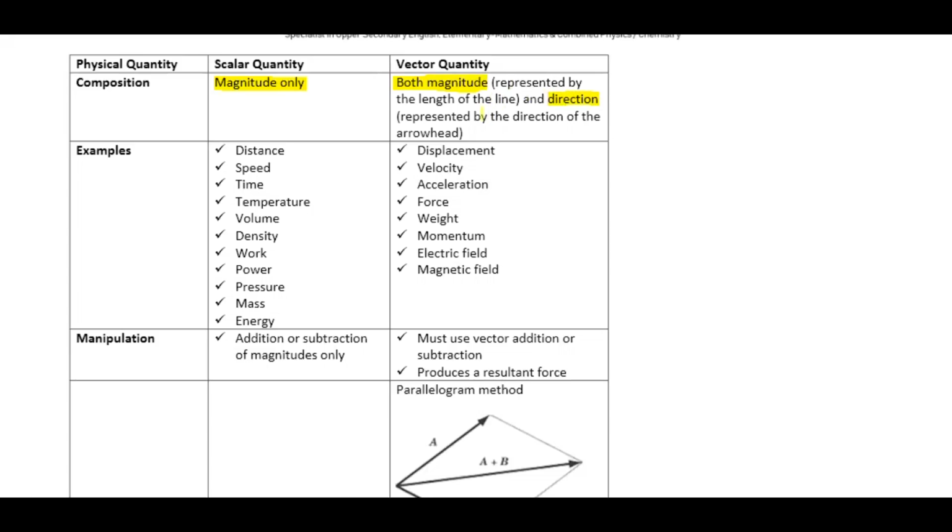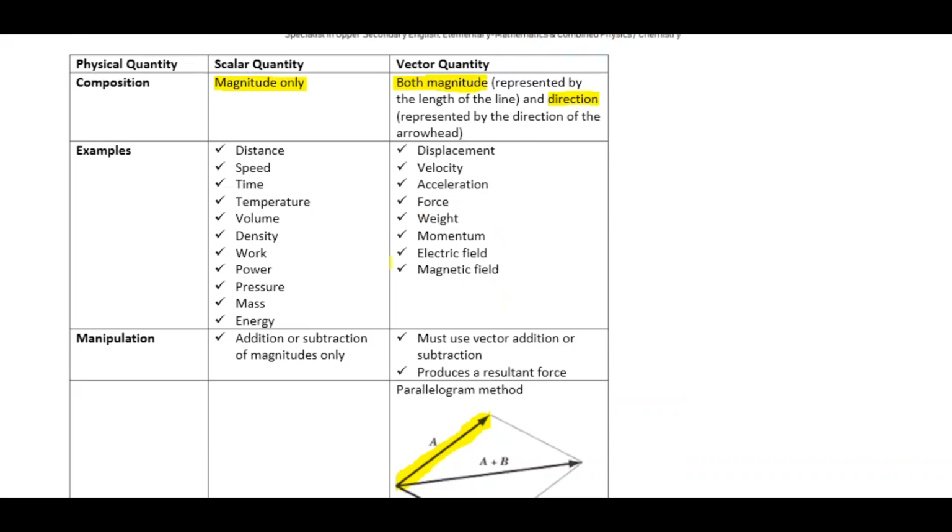A vector quantity usually will be in the form of a line, whereby the length of the line represents the magnitude of the value. So for example, if I have a line like this, this length over here represents the magnitude, and the direction of this arrowhead gives me the direction of the vector. So just know that a vector quantity is usually expressed in the form of a line. Examples of scalars are distance, speed, time. All these values only have a magnitude and no direction. And vectors are all these values here, which have both a magnitude and a direction.